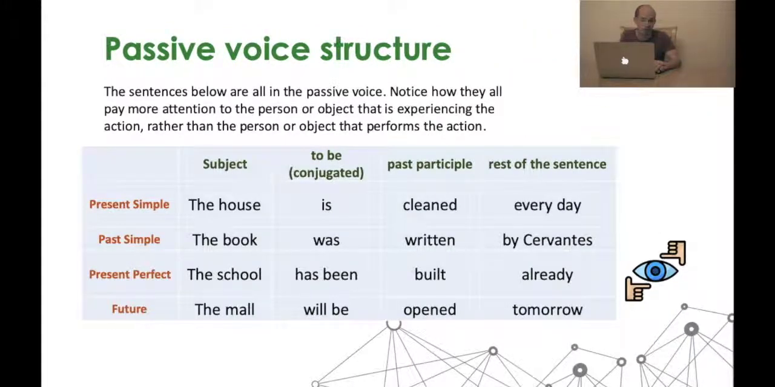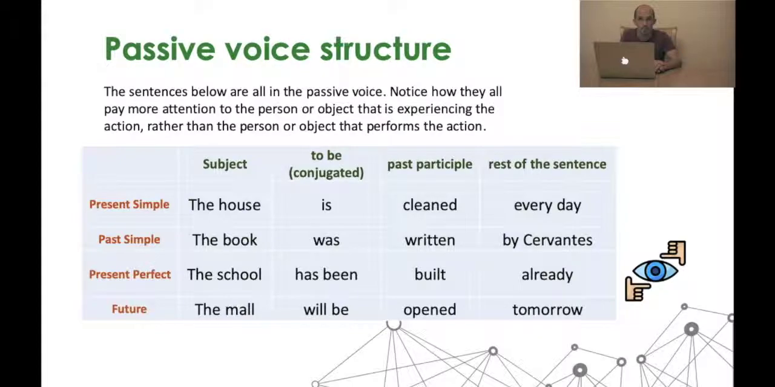Let's look at the structure. Now, the sentences below are all in the passive voice. Notice how they all pay more attention to the personal object that is experiencing the action, rather than the person or the object that performs the action. For example, the house is cleaned every day. This is the present simple.